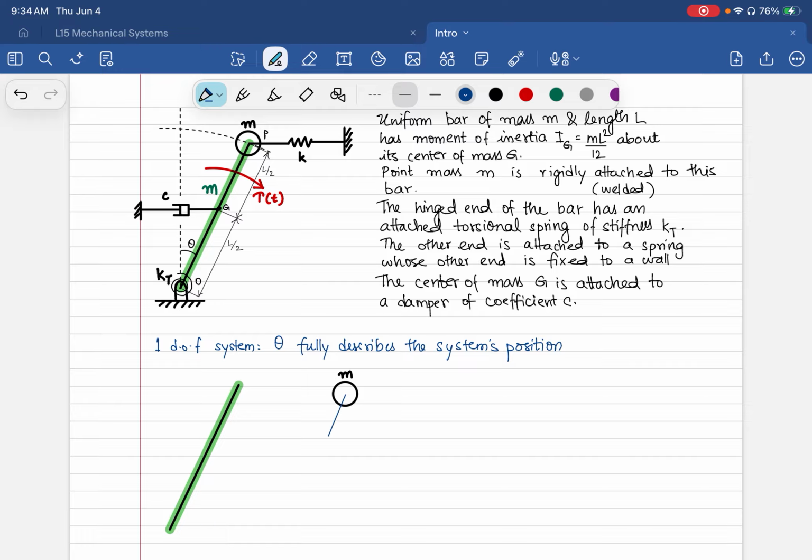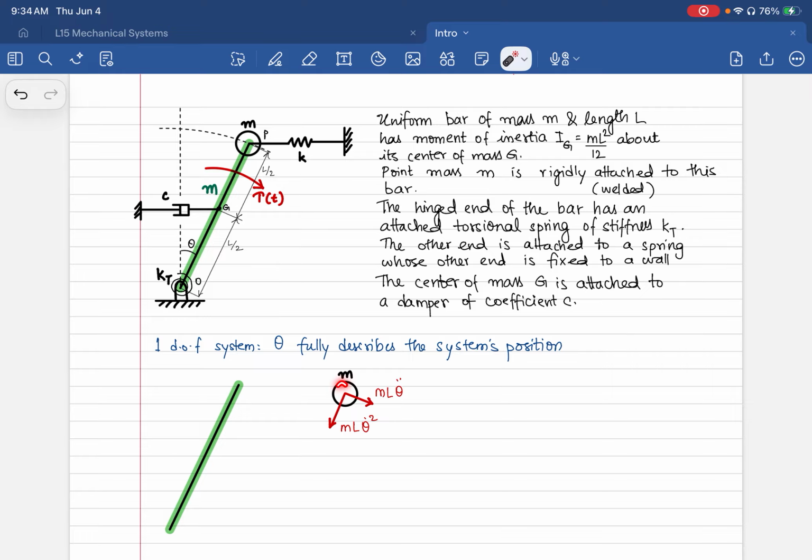The centripetal acceleration that's pointing to the center will be m. I'm going to draw that in red actually. So here you have m l theta dot squared, right? It's r omega squared. And then the tangential one will be m l theta double dot. There's no rotational inertia for this because it's a particle.